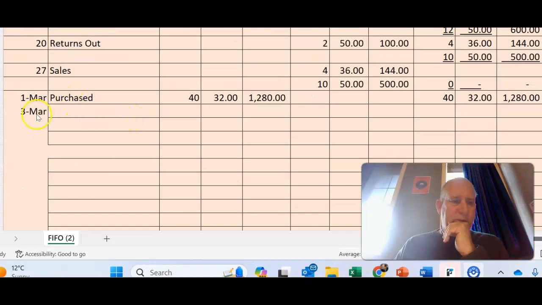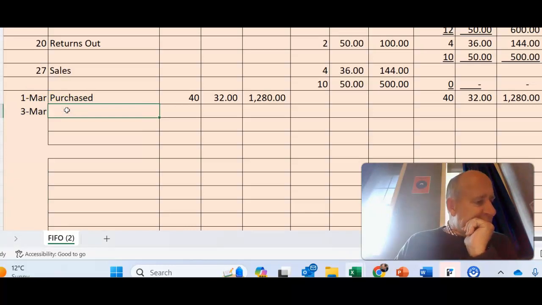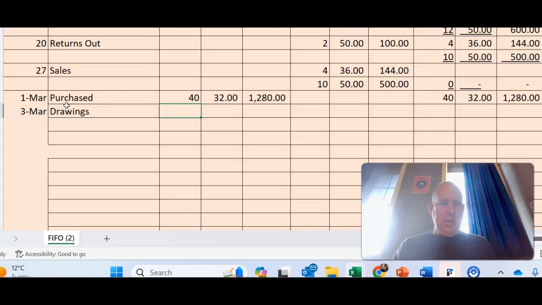And it'll just give us the right dates in there, the right date formatting. So on the 3rd, Koyo took 2 home for a gift, so that's going to be drawings. Took 2 home, so that's going out. So now we have 38 at the $32 price. You can fill that down.